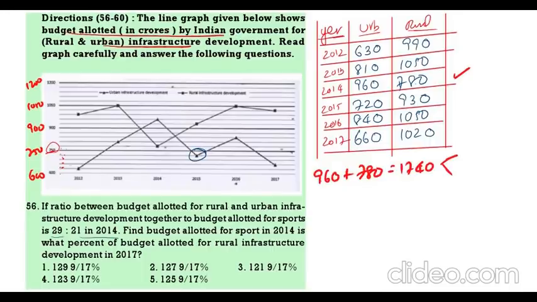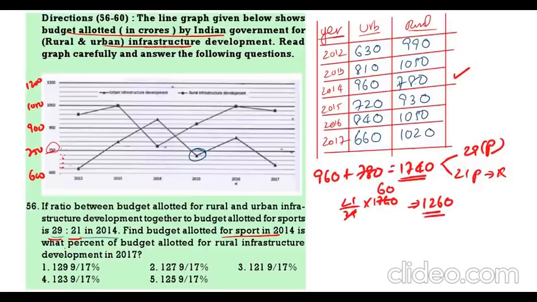Rural urban and sports is 29 is to 21. So this is 29 parts. We want the budget allotted for sports in 2014. That means 21 parts is how much? So 21 by 29 into 1740. Exactly 60. That is 1260. This is sports in 2014.